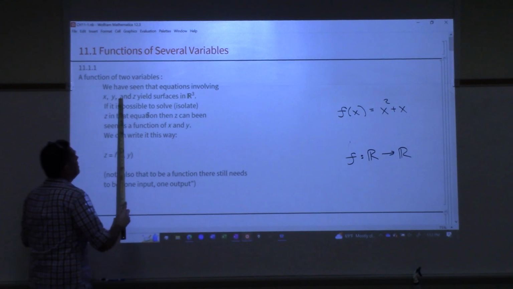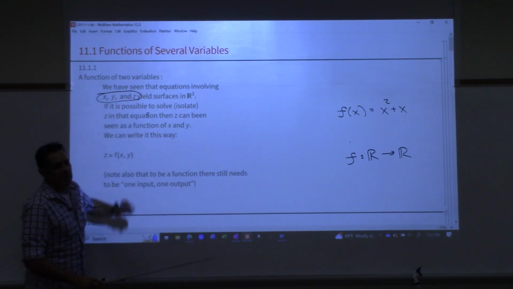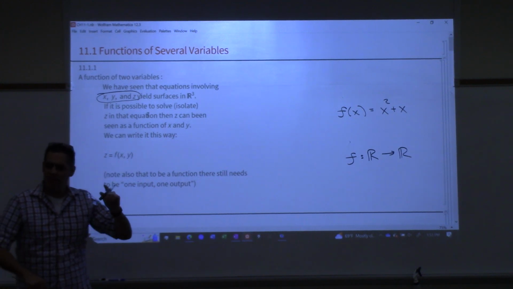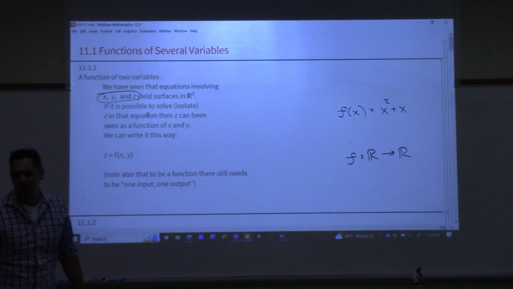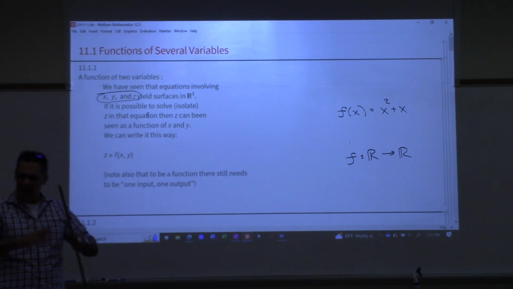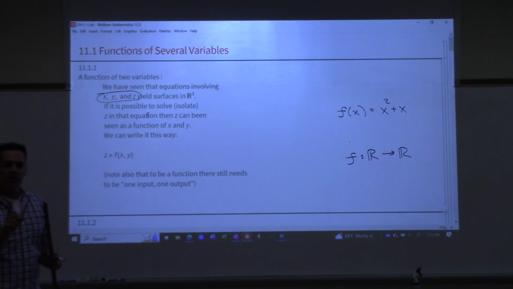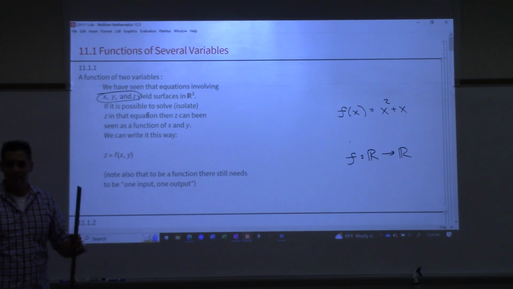We have already seen up to this point that when we have equations with x, y, and z in them, we have surfaces. That was last class, when I was saying, this is a paraboloid, this is an ellipsoid, this is a hyperboloid of two sheets, all that stuff. We were just showing the pictures. And we already know that when we see x, y, and z together, we should expect to see a surface.